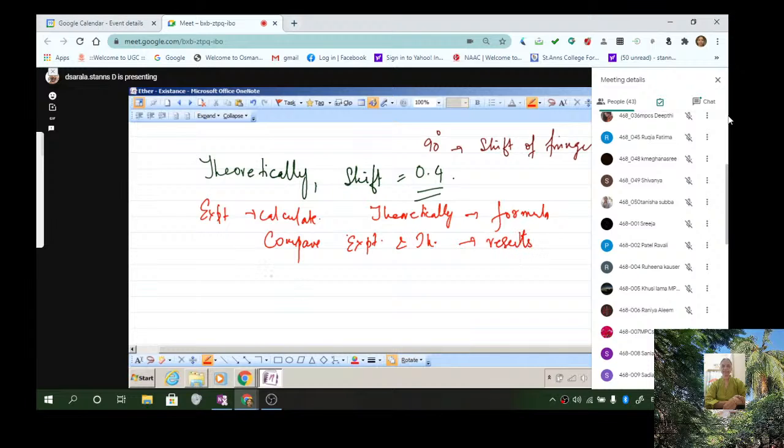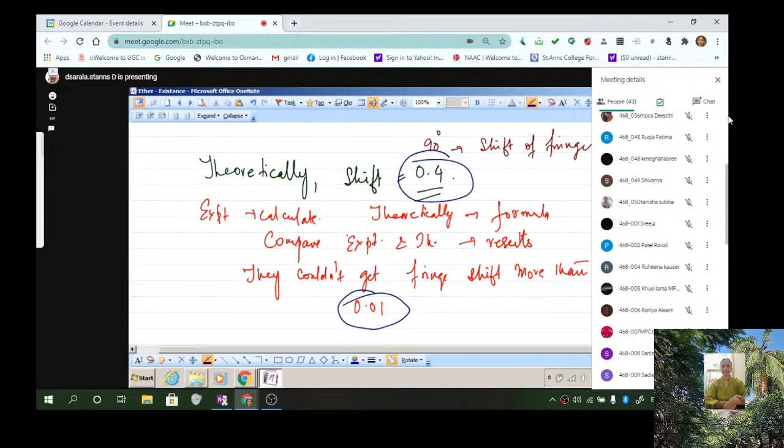When they compared, this is very important, they could not get a fringe shift of more than 0.01. This is a very alarming situation. They never got any result which is more than 0.01. But what is expected is 0.4. So that means there is some disturbance there.